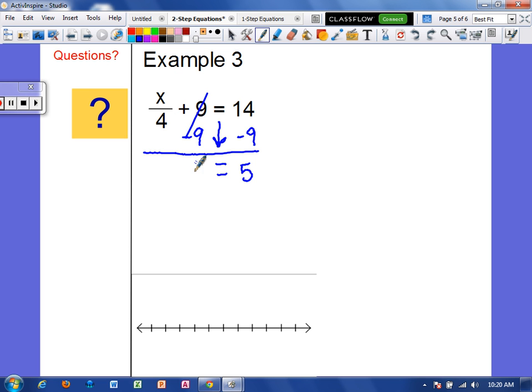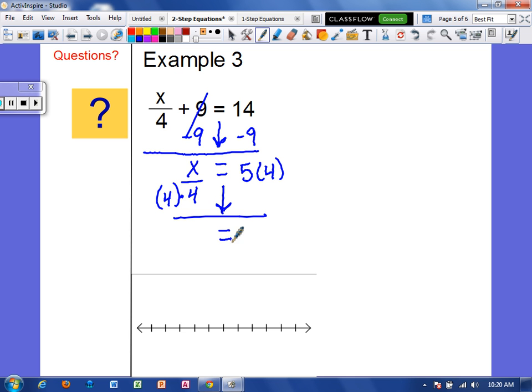So now I'm just going to rewrite that down here. Now I have a simple one step. Something divided by 4 equals 5. So again, I'm going to separate the left and the right side. Now the inverse of dividing by 4 would be to multiply by 4. So I'm going to multiply by 4 on both sides.